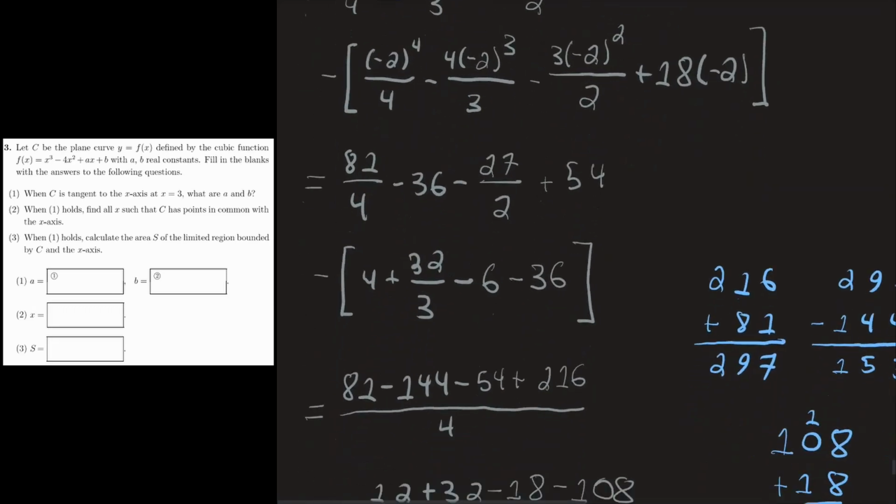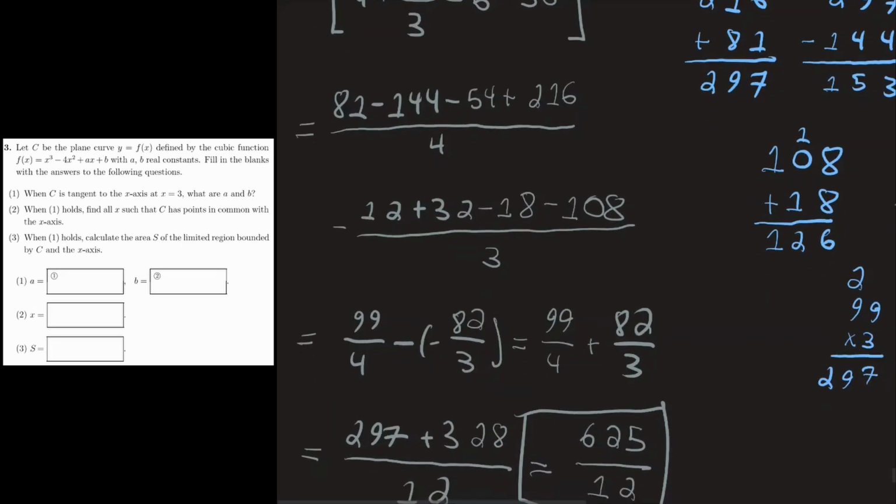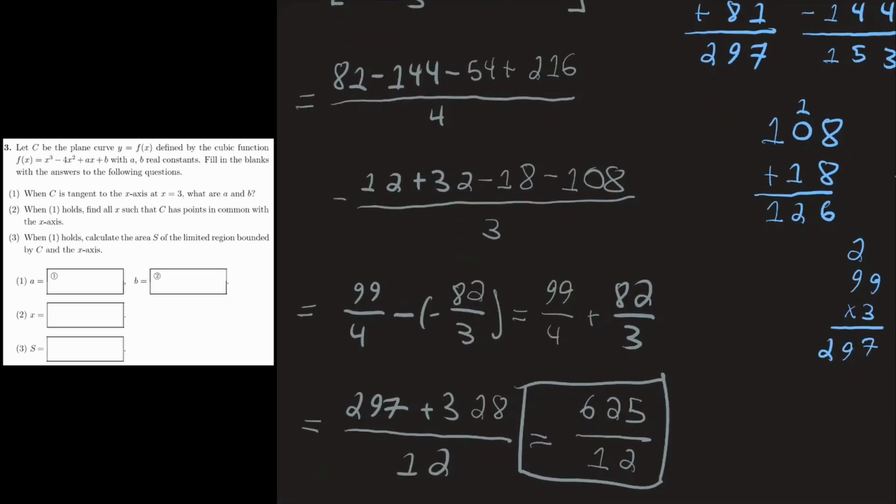But anyways, after simplifying all of this and combining all the terms into one, we end up with this, which is that the area is 625 over 12, and that is the final answer to this question.